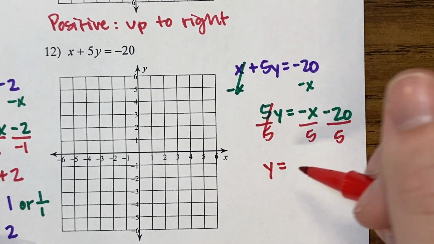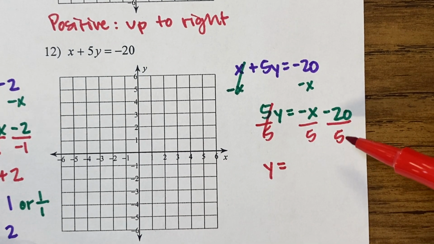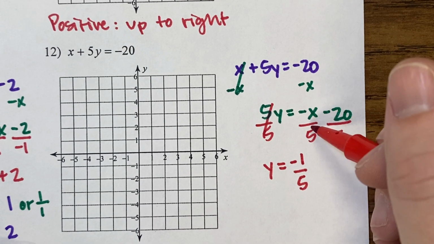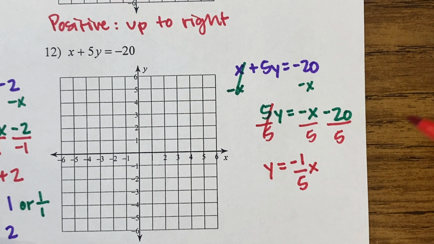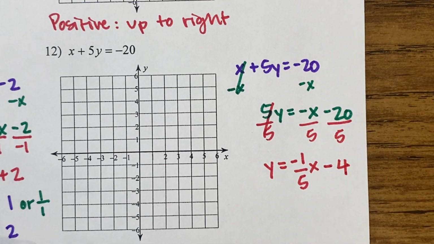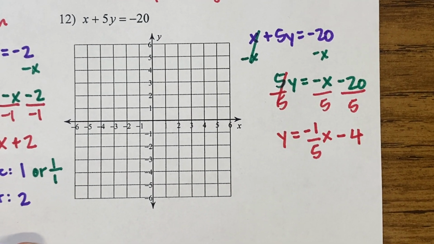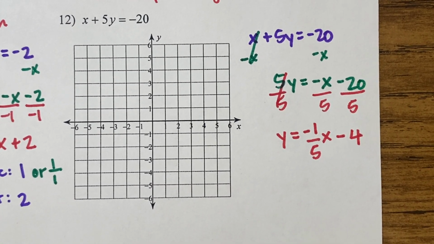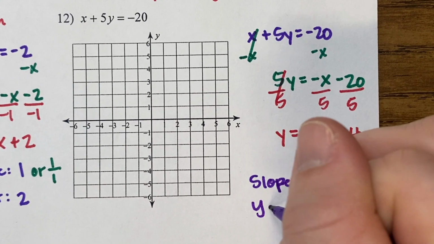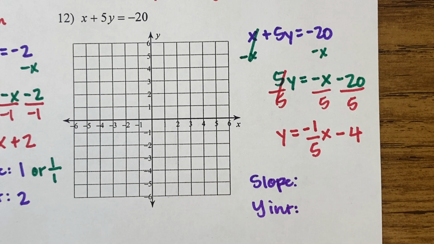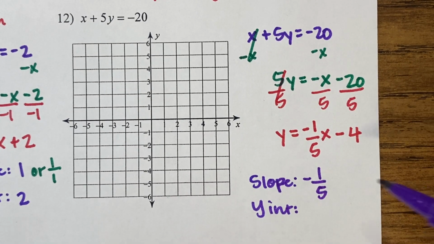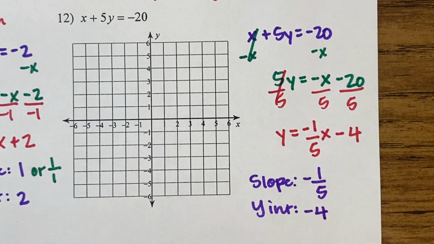So I get y is equal to, this one's kind of weird. This turns into negative 1/5, or 1 over 5, x. Negative 20 divided by positive 5 is negative 4. Okay, so again, now it's written in slope-intercept form, which we can easily identify our slope and our y-intercept. Slope is in front of my x, so negative 1 over 5. Y-intercept is on the end, negative 4.